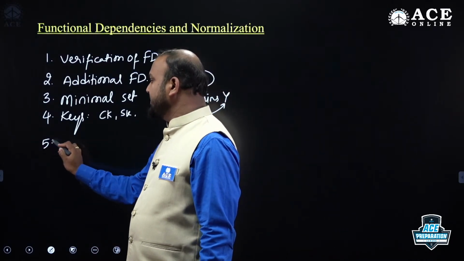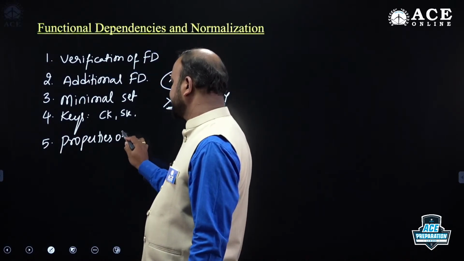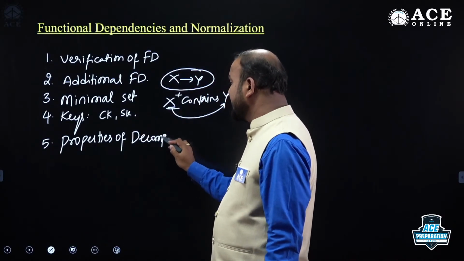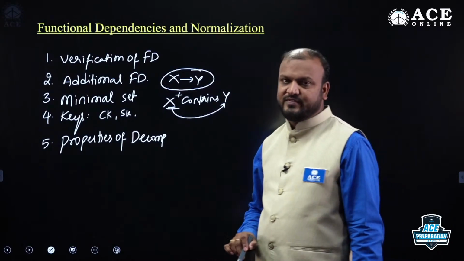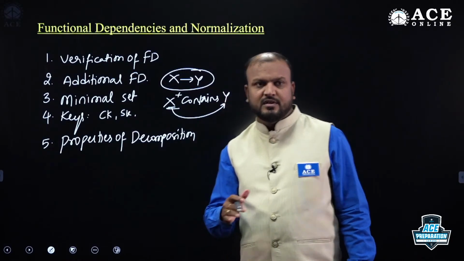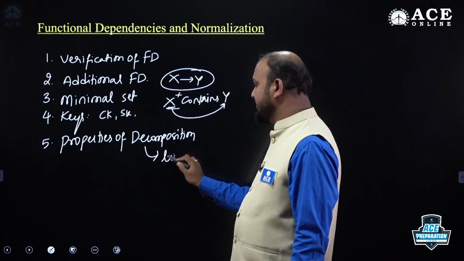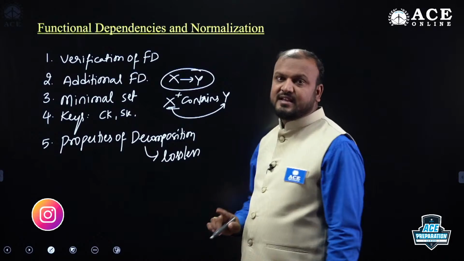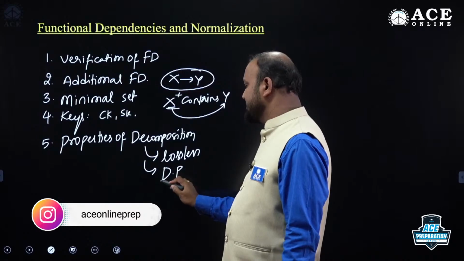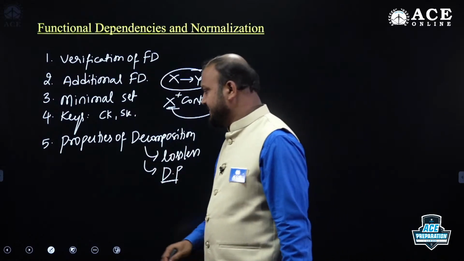And the fifth important topic is properties of decomposition. What are the properties of decomposition? Lossless join and dependency preservation are the properties of decomposition. So far, when you look at previous GATE questions, questions are given on the lossless property. And one question is there on dependency preservation. But this time you can expect that, instead of just lossless, they may give you a question on just dependency preservation. Scope is there, okay?